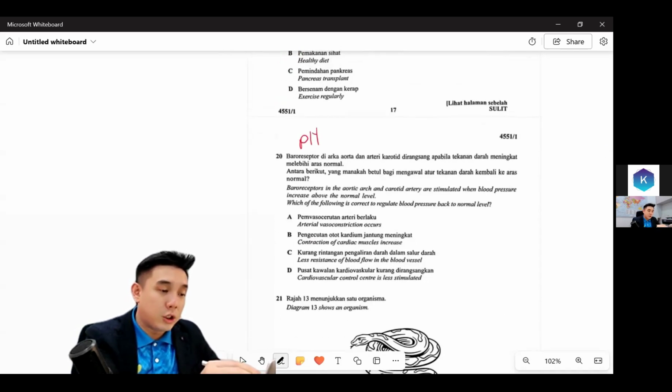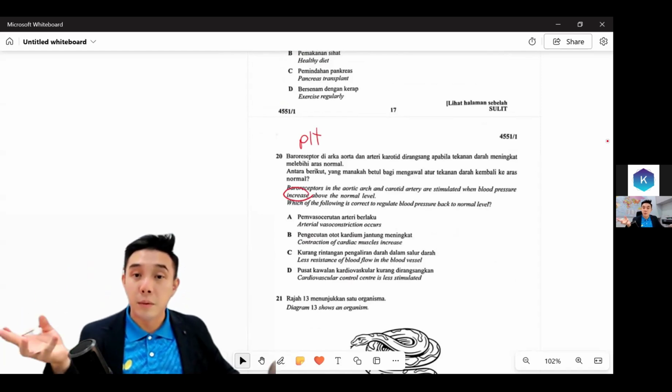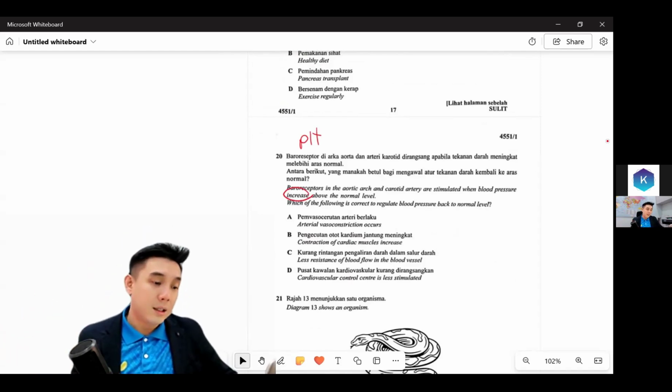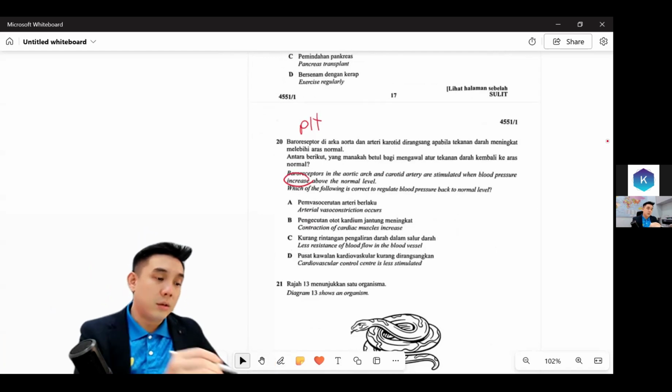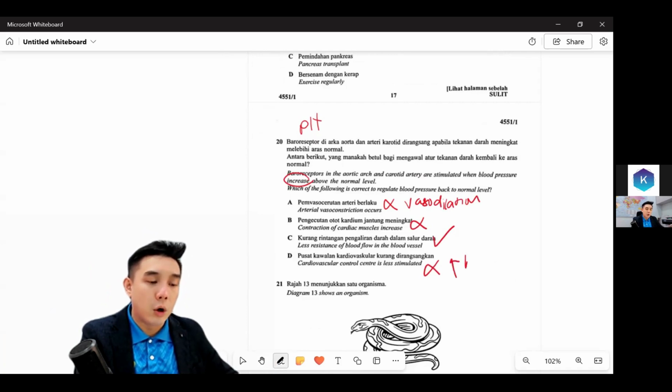Baroreceptor is for pH. What are they asking for? Increase. When blood pressure goes up, baroreceptors will be stimulated. No, it's not constrict, it should be vasodilation, become bigger. Heart rate should slow down. Yes. Less stimulated, should be more stimulated because we want to increase the blood flow.